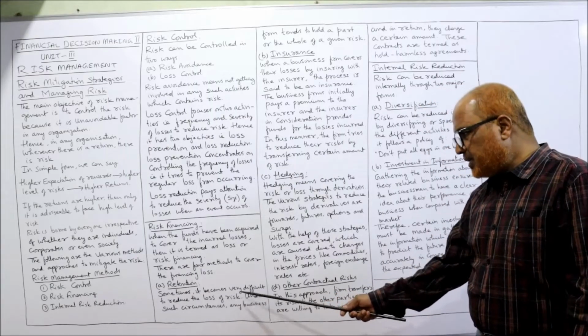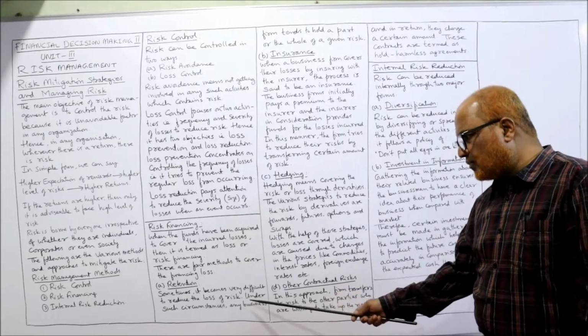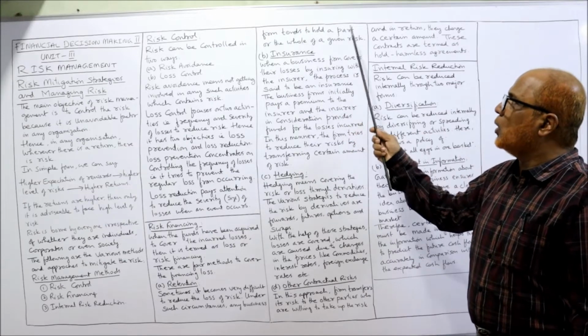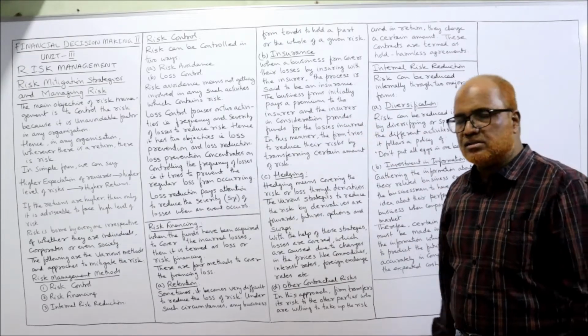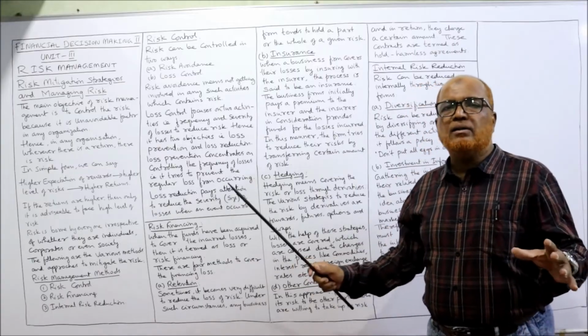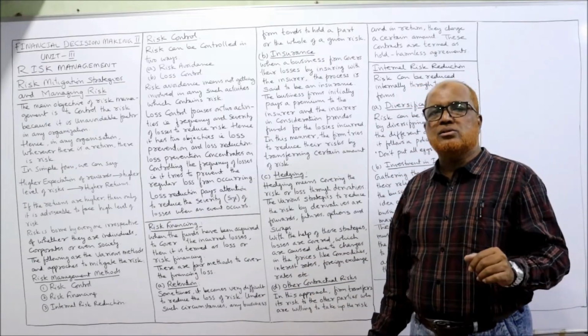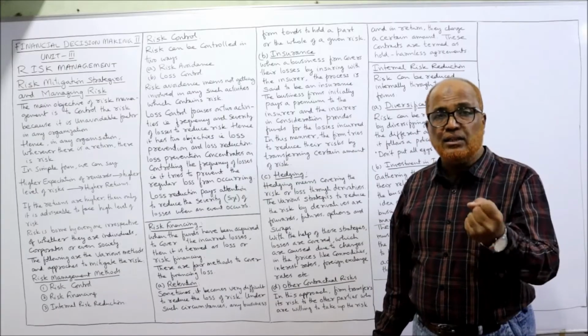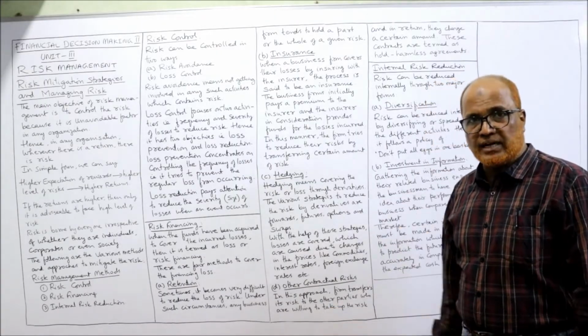Sometimes it becomes very difficult to reduce the loss of risk. Under such circumstances, a business firm tends to hold a part or the whole of the given risk. They will not part away the complete loss, or they will not part away the partial loss. It will retain the loss. This is the first strategy.